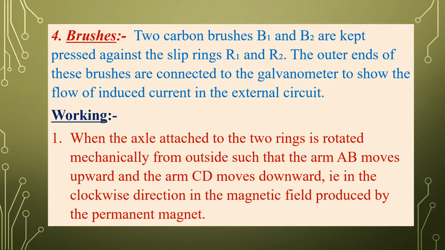Now we will see the working of the electric generator. When the axle attached to the two rings is rotated mechanically from outside, that is by using wind energy, hydro energy, etc., such that the arm AB moves upward and the arm CD moves downward. Now you can understand, if the arms are moving in this way, the coil rotates in the clockwise direction inside the magnetic field produced by the permanent magnet.